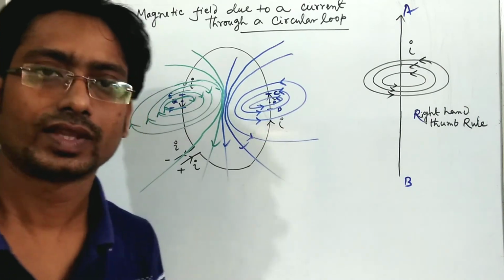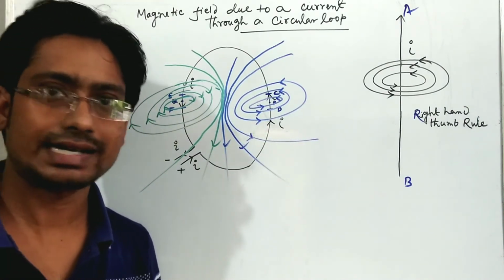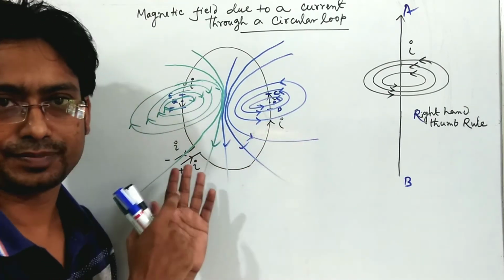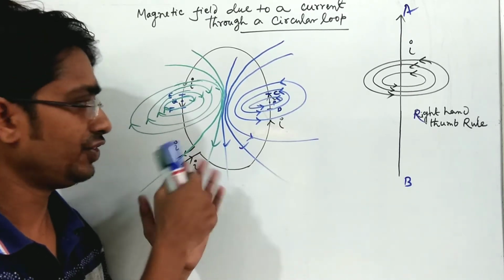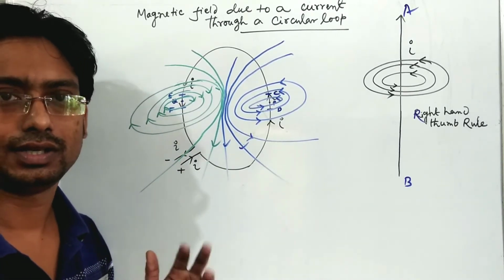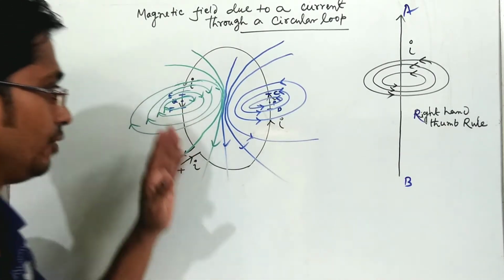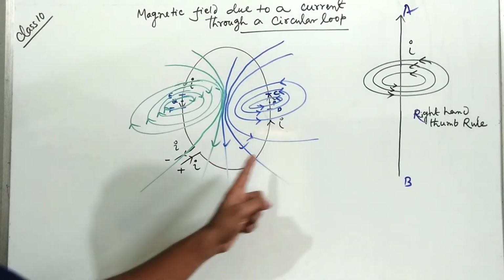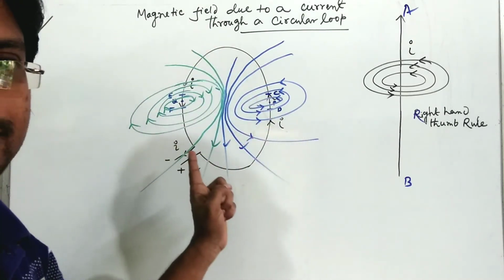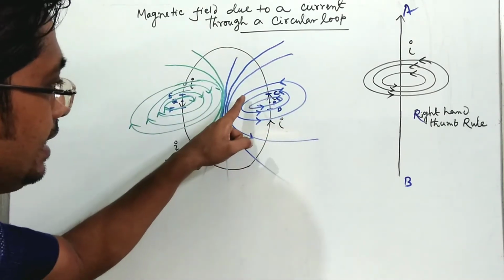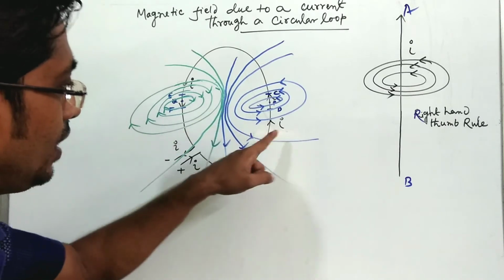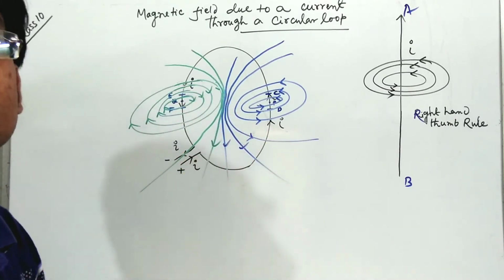So actually the magnetic field lines will not cut each other due to the lack of space. You can see in the figure they have been intersected. No, they have not intersected each other. But you can see one thing from the figure. Inside the circle, each and every magnetic field line is coming towards you.